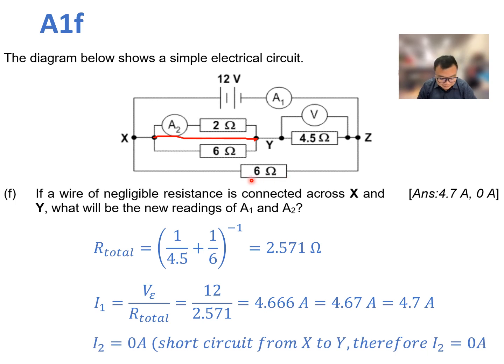The current passing through A2 will be 0 amperes because all the current would have flown across the newly connected wire instead of passing through the 2 ohm resistor. And again, this is a case where we short circuit the parallel part of the circuit.